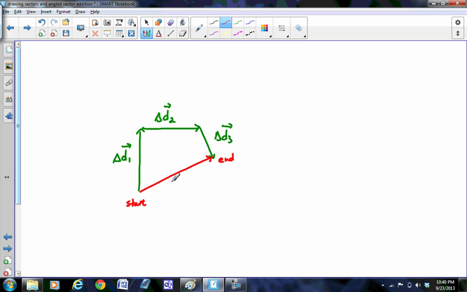This is called the displacement resultant. My resultant displacement. What's the result of my trip? Think of it like that. So a fancy word for this: resultant displacement. And that's what we really want to know most of the time. Like, where did I end up from the beginning? So we like to find out the resultant most of the time.